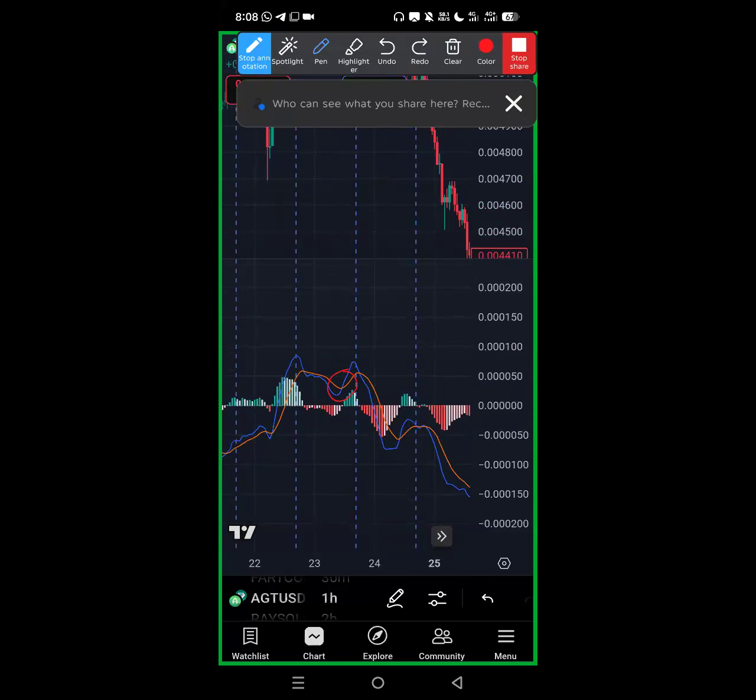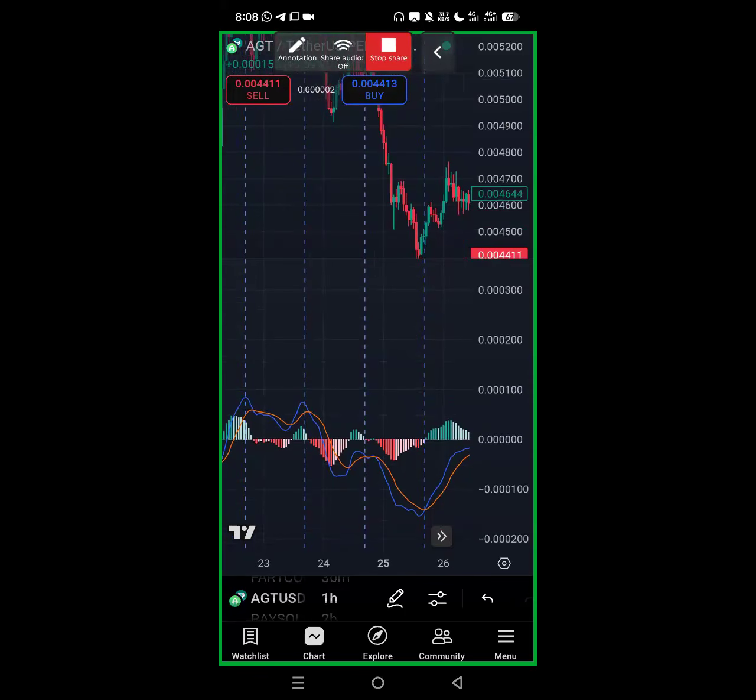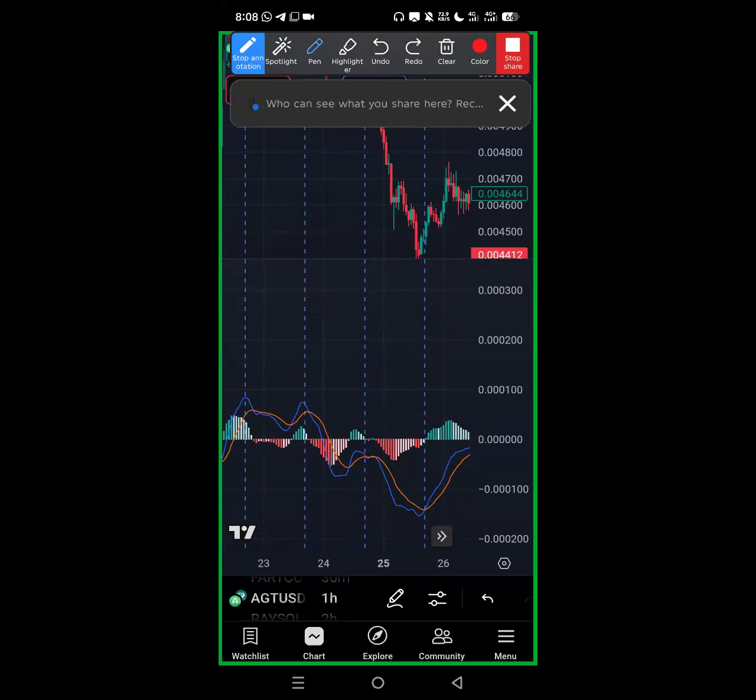Now, whenever you see a crossover happening where the MACD line crosses below the signal line, it should give you what we call a sell signal.